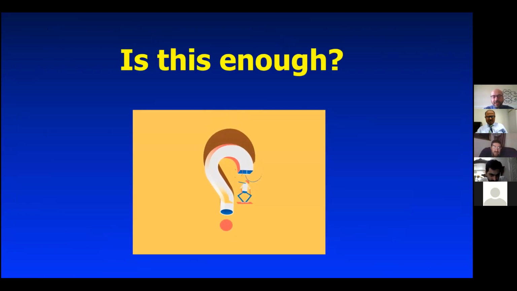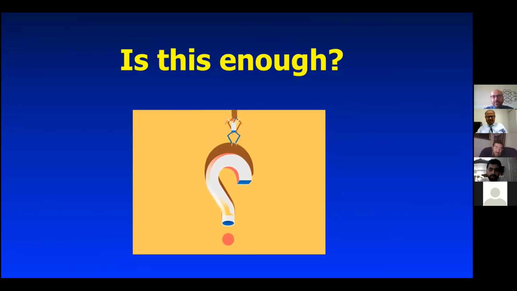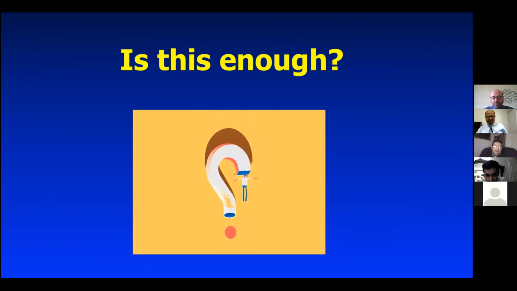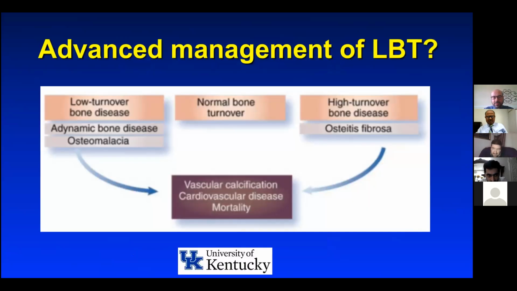Is this enough after 6 months of lowering the calcium in the dialysate, switching calcium-containing to non-calcium-containing phosphate binders, or is it better to use the term phosphate lowering agents now? And you stop the vitamin D analogs. But as you see here, the parameters didn't improve much. The PTH is still on the lower side, and the bone resorption and bone formation markers didn't improve very much.